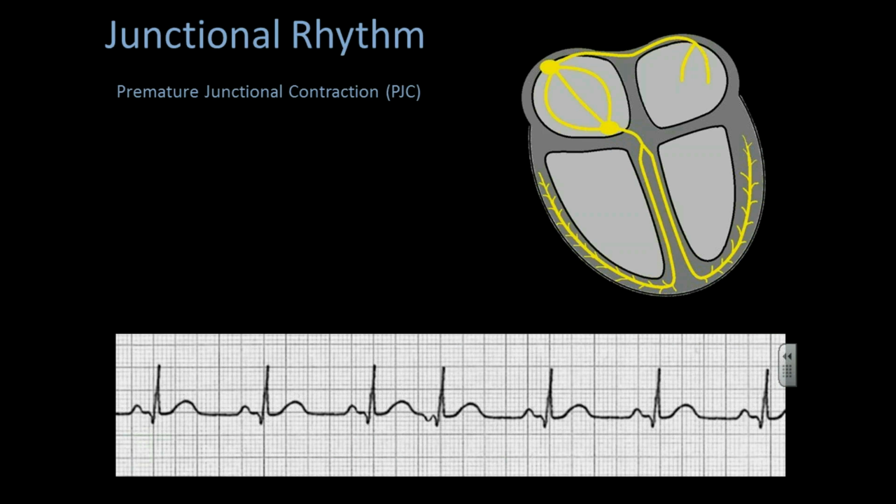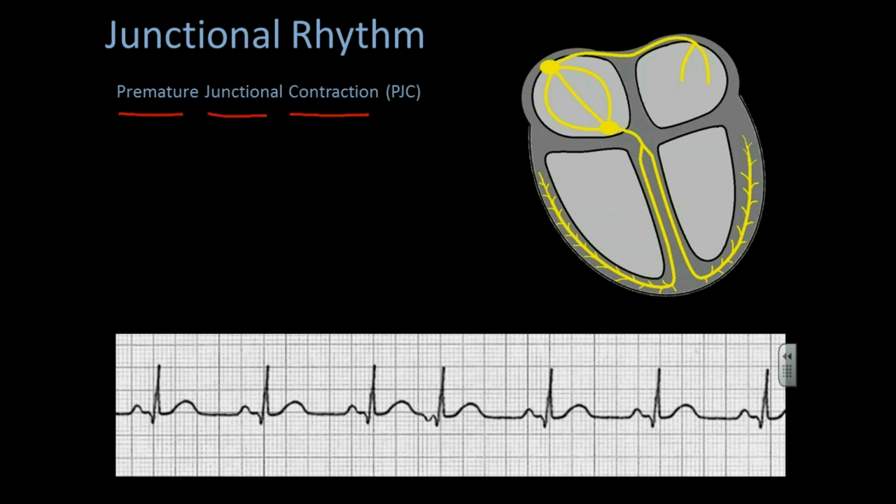Okay, so we've talked about the AV node pacing, producing junctional rhythm or junctional escape rhythm as a result of the SA node not being able to pace the heart appropriately. But the AV node can also pace the heart inappropriately. It can interrupt sinus rhythm and pace when you wouldn't expect it to. So here is an example strip of what we call a PJC, premature junctional contraction. Just one PJC.